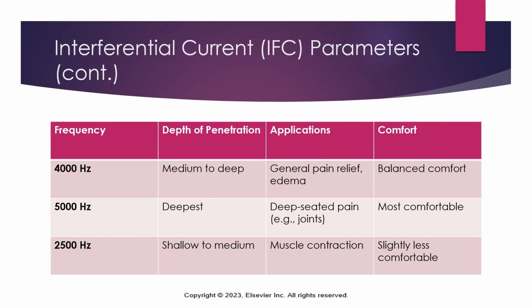So if they have side joint pain and you're trying to target that low back area, maybe 5,000 hertz would be best to get deep into those tissues, or if there's any joint that they have pain in, osteoarthritis, something along those lines, you can set that carrier frequency at 5,000 hertz. This is going to be the most comfortable, again, because we have less skin resistance here. And then we go down to 2,500 hertz, which is shallow to medium penetration. We're trying to elicit some type of muscle contraction with this one possibly, and it could be slightly less comfortable for your patients.